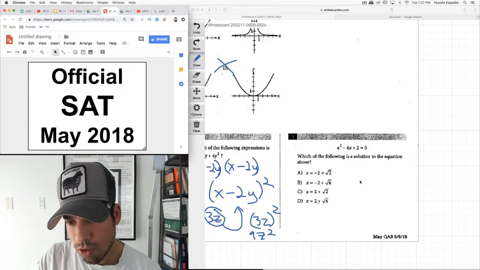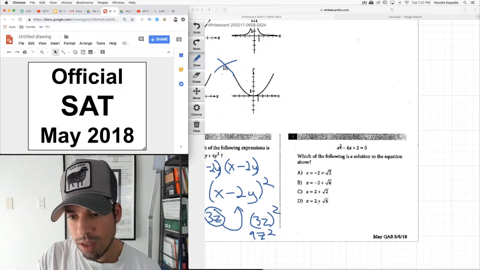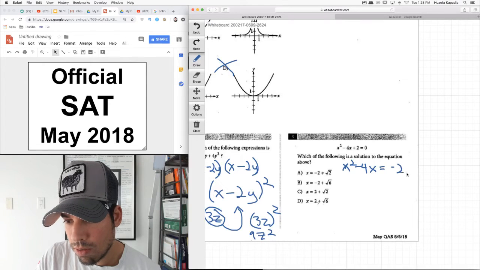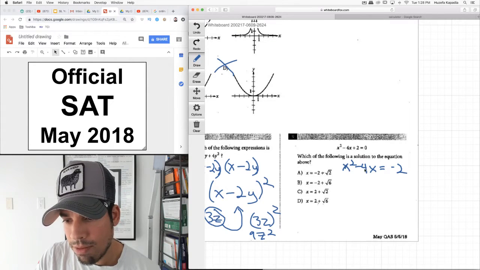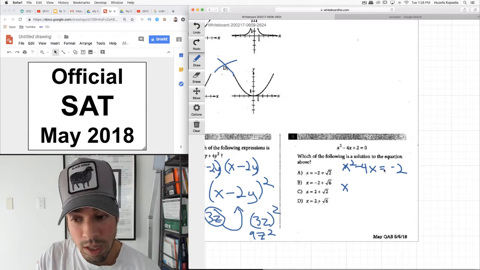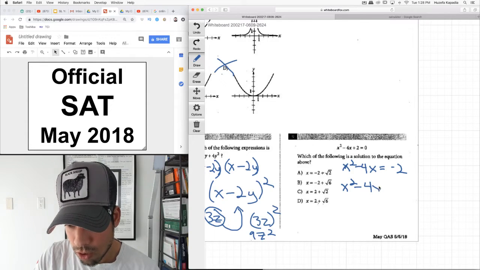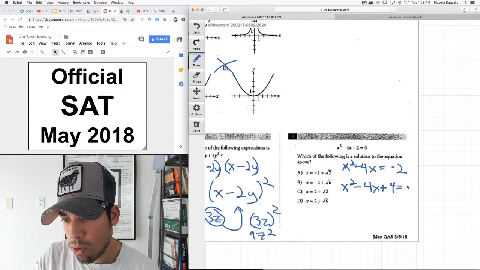Now, you know what? Let's complete the square. I normally don't like completing the square, but let's do it. I'm going to subtract 2 from both sides. X squared minus 4x equals negative 2. Then I'm going to add half of this squared, which is 4. Half of negative 4 squared is negative 2 squared is 4. This is how you complete the square. But we got to add 4 to both sides.